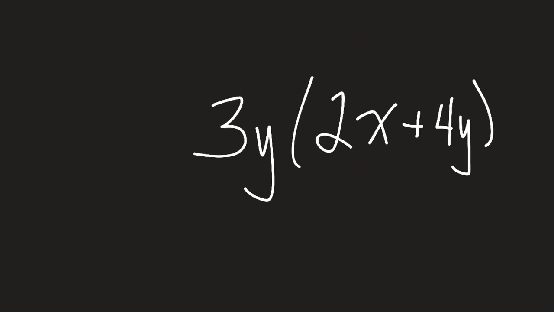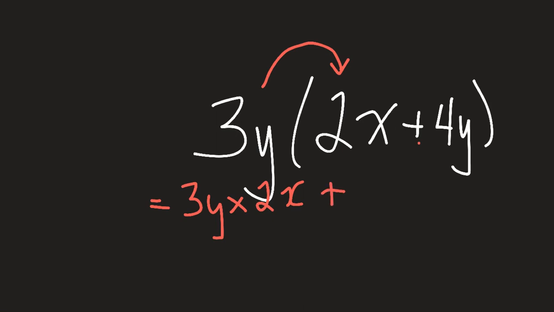Now, this example is a little bit trickier. So in this example, we're going to do 3y times 2x first. So that's going to become 3y times 2x first. Then I write my plus sign. Then I do 3y times 4y.